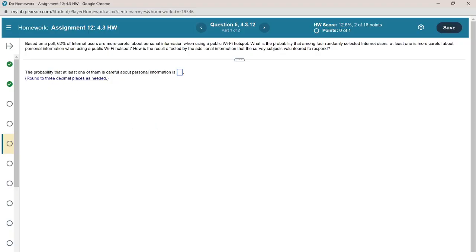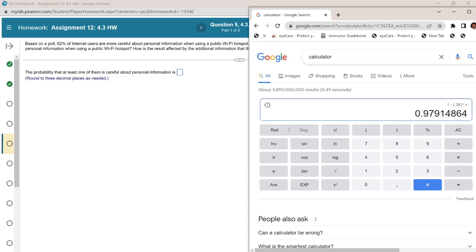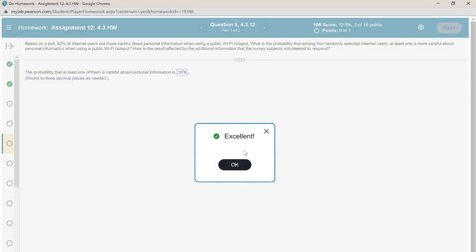They want us to write it down to 3 decimal places. So 3 decimal places, it's 0.979. Excellent.